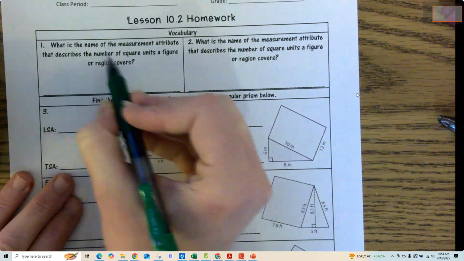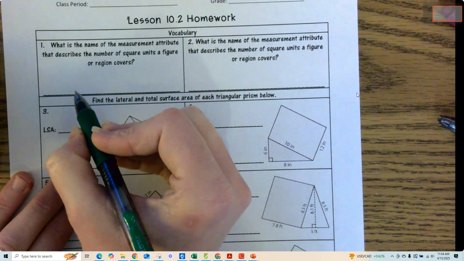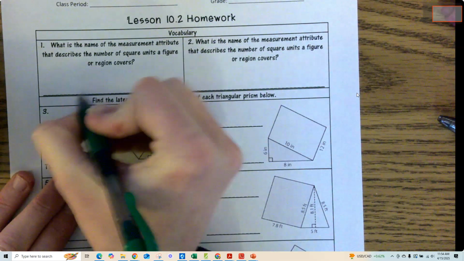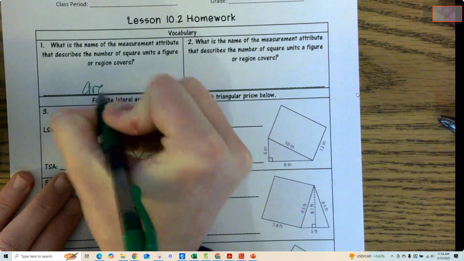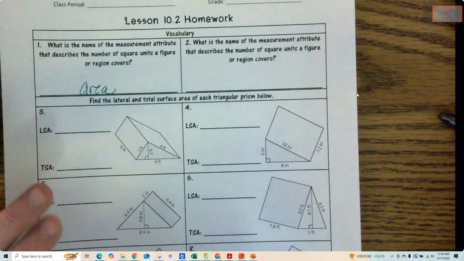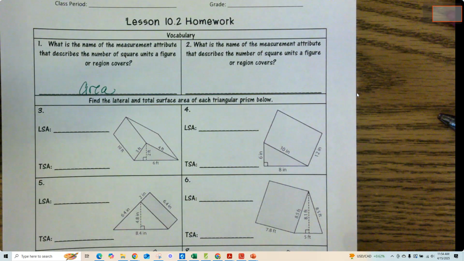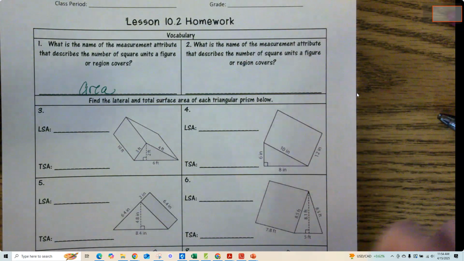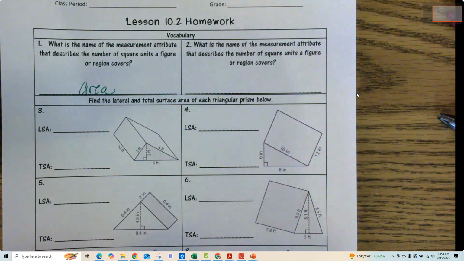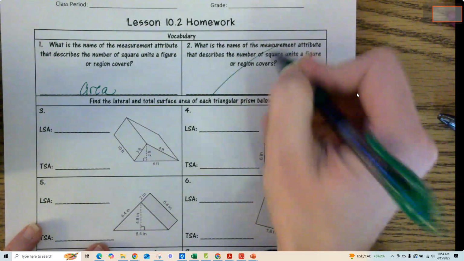So vocab, what's the name of the measurement attribute that describes the number of square units a figure or a region covers? That's just the area. And then number 2, same vocab word. One of these is supposed to be total surface area. I didn't get the words changed, so don't worry about that one.